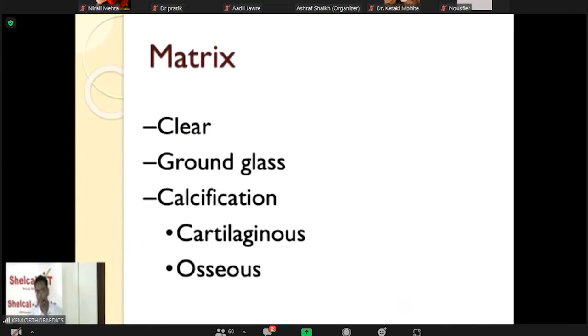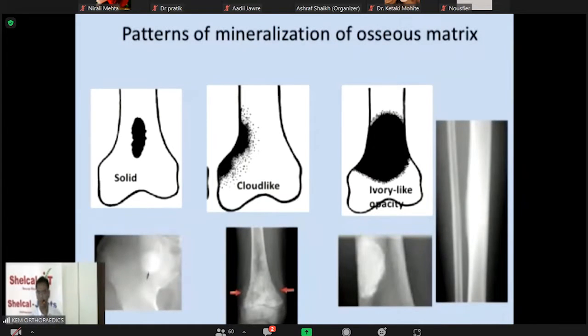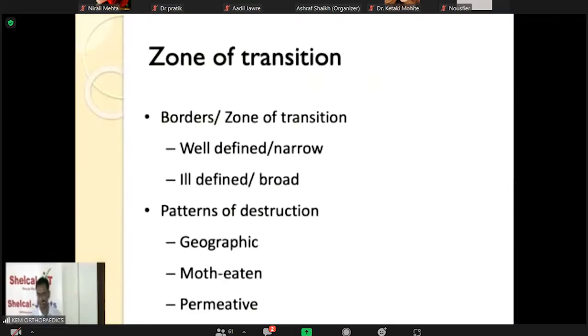The matrix of the lesion, where it is clear, I think there was some discussion on ground glass appearance. Whether there's a calcification inside, cartilaginous or osseous. When there's a cartilaginous tumor, any cartilaginous tumor, anyone? These are the types of calcification that you see inside, whether a stippled calcification, flocculent, or a ring and arc type. So patterns of mineralization on a bony matrix. On a bone, it can be solid calcification, a cloud-like or an ivory-like opacity.